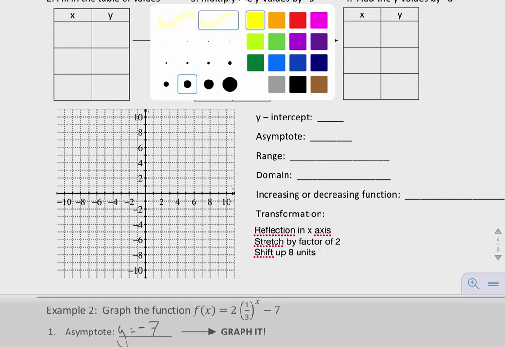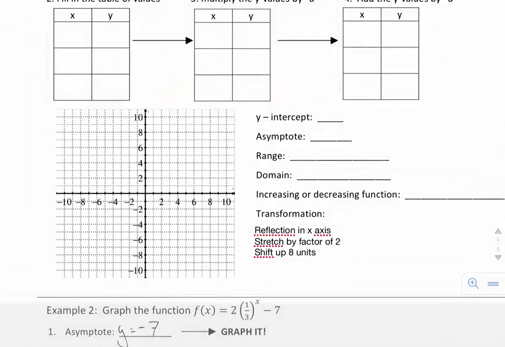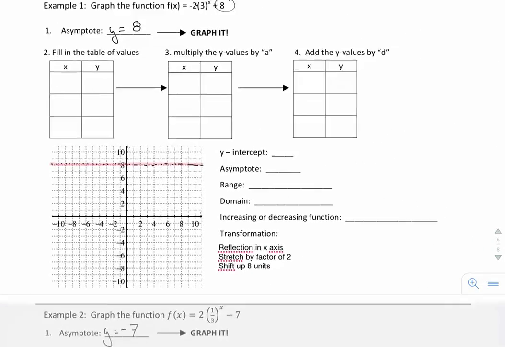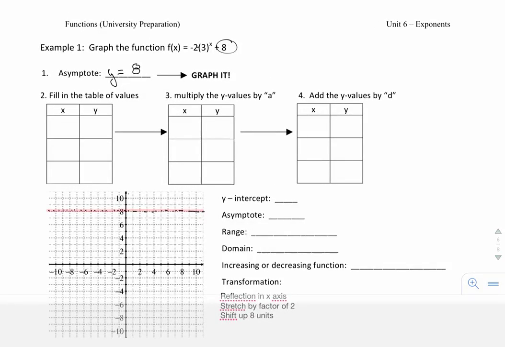I'm going to identify it with a red line. So my asymptote is going to be up here. And just to emphasize that, I'll put a broken or a dashed line in black. And there it is. Next, we're going to start off with our table of values.